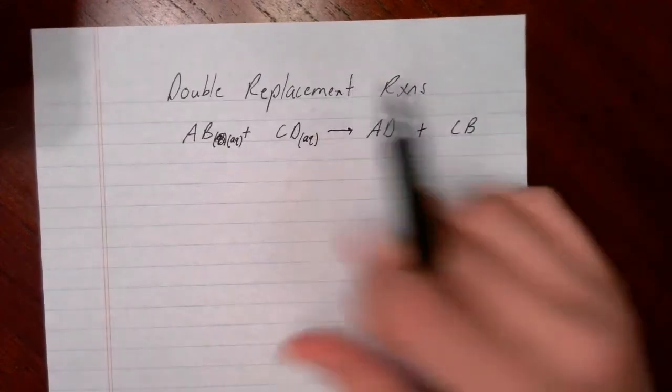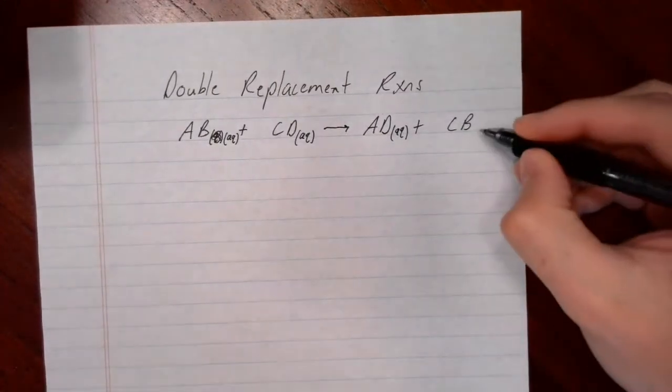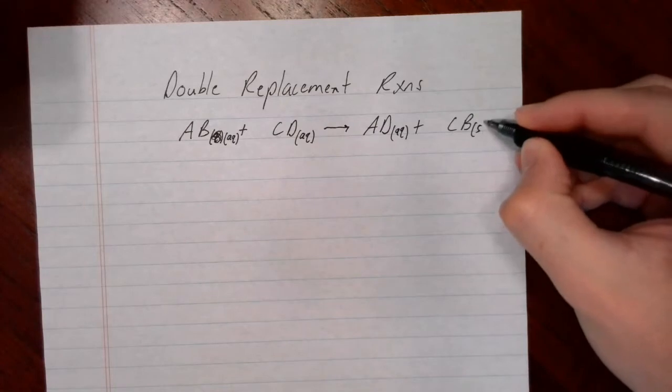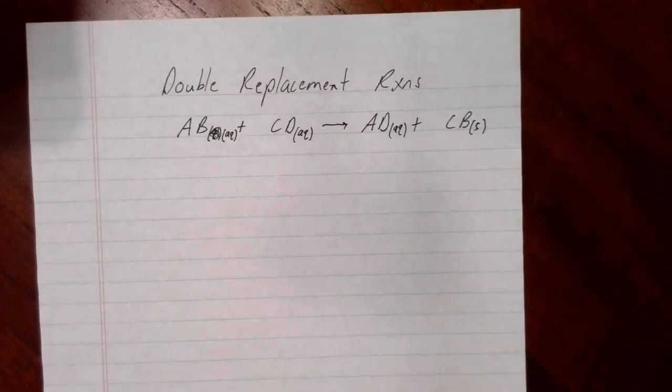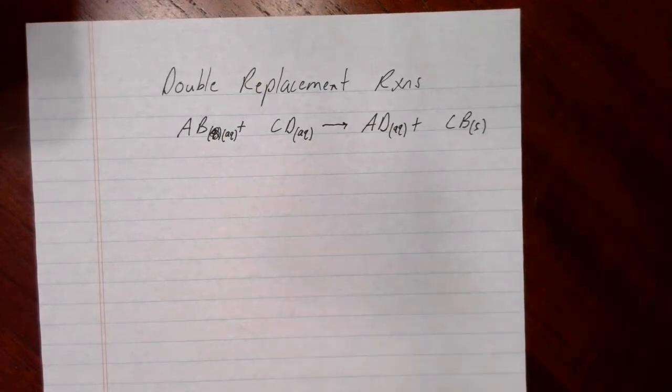So one of the products will be an aqueous solution, and the other product will either be a solid or a liquid. It's very important to note that we'll produce most of the time a solid, and if not a solid, water, which we will consider to be a liquid here. So we know this is the general pattern, and we know that one of the products is typically going to be solid, but we have to look at some rules to determine which of the products is going to be solid.